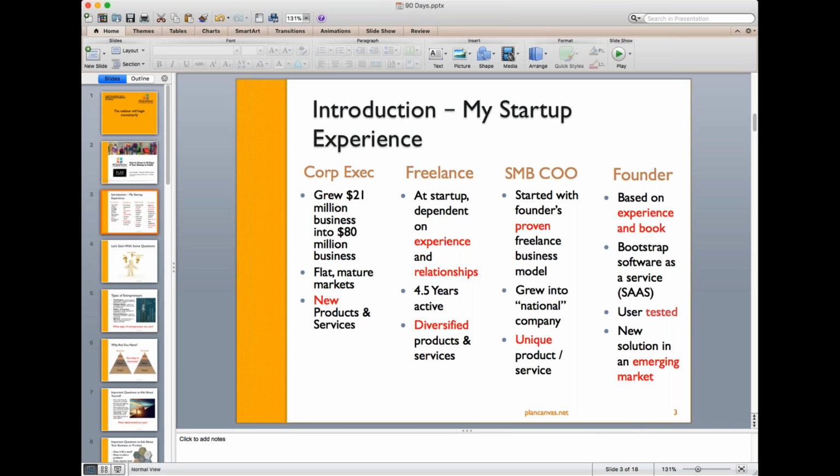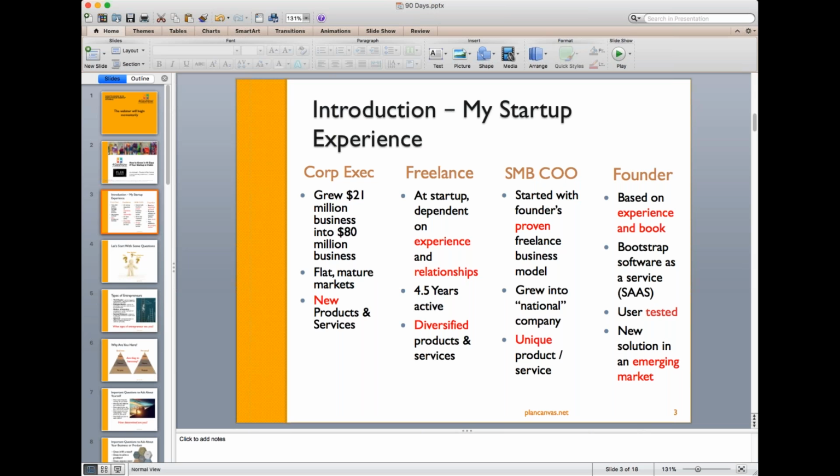Next, then, as the founder of Plan Canvas, I founded Plan Canvas really based on a book that I wrote called Business is Art. The book was written based on my experience over in the left-hand corner as a corporate exec and growing that business. But from that, we developed a software as a service called Plan Canvas. And we tested it through several months of beta testing with users, and then ultimately released it to make it publicly available. And it is actually something that resides now in an emerging market.